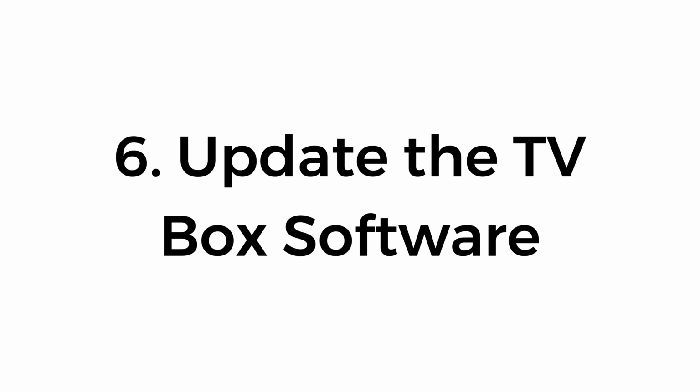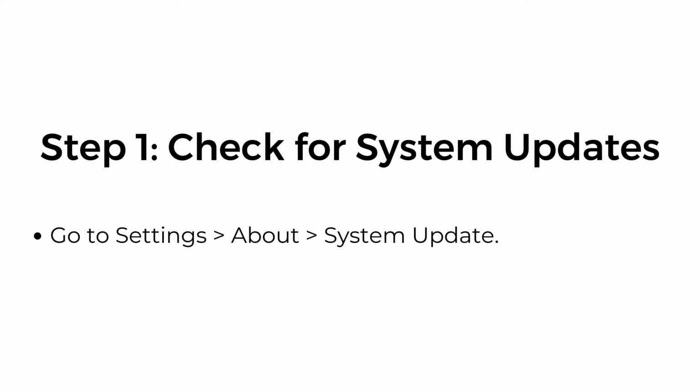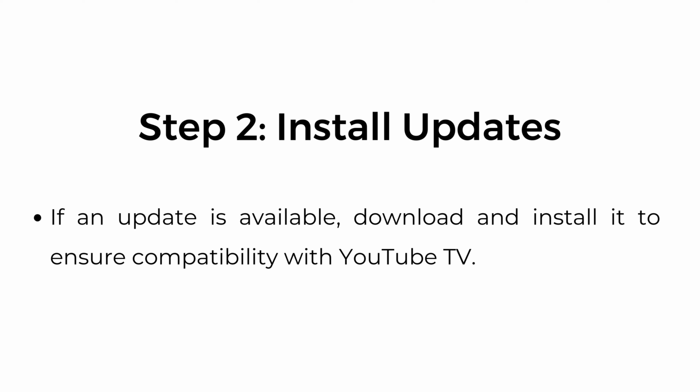6. Update the TV box software. Step 1. Check for system updates. Go to Settings, About, System Update. Step 2. Install updates. If an update is available, download and install it to ensure compatibility with YouTube TV.